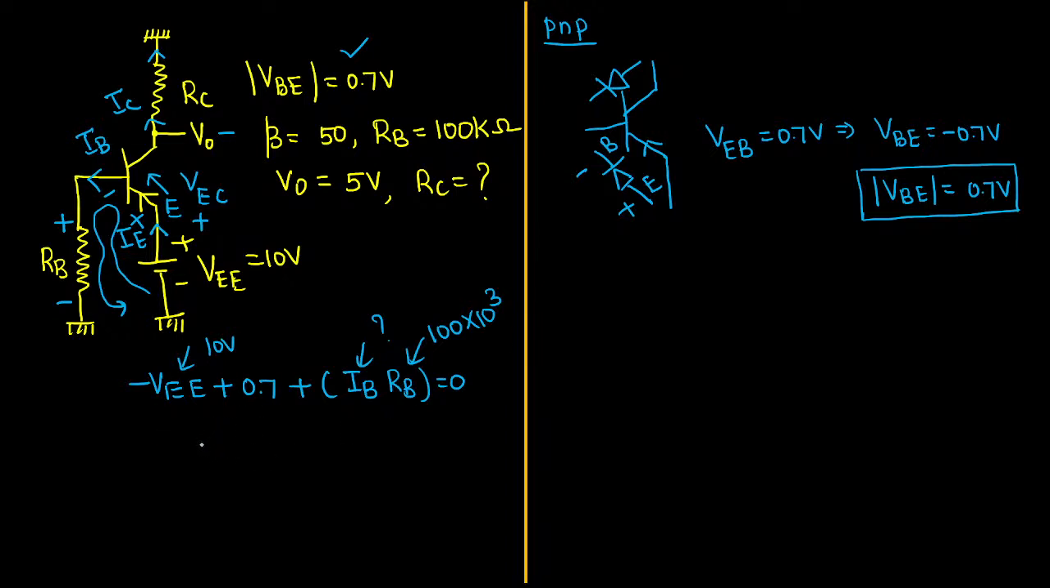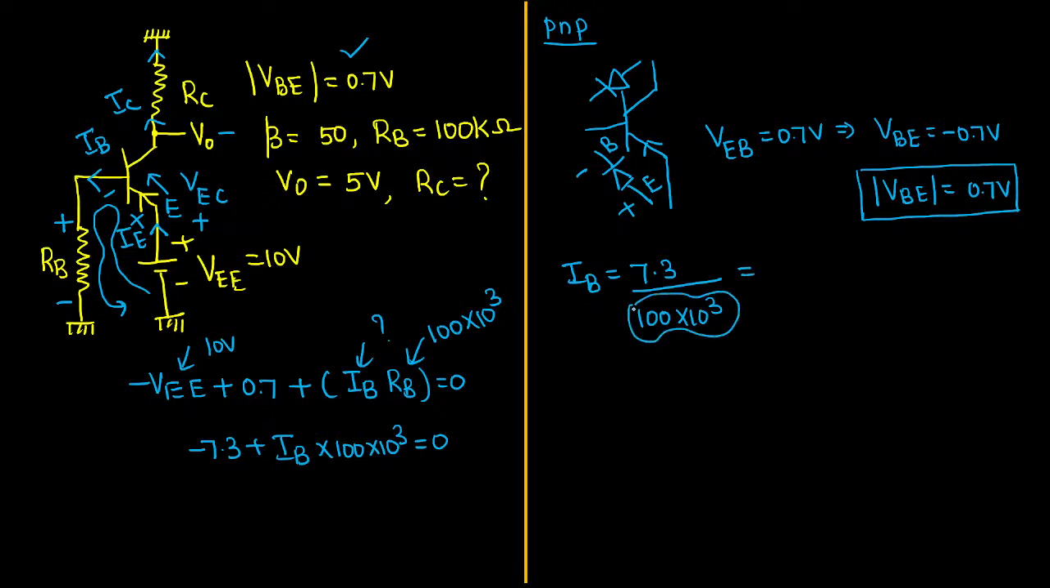Minus 10 plus 0.7 will be minus 7.3 voltage, plus base current IB into the value of RB, that is 100 kilo ohm, which is 100 into 10 power 3, equal to 0. From this, we can write the value of base current IB equal to 7.3 upon 100 into 10 power 3, which directly we can write as 10 power 5. If you pass it to the numerator, it will become 7.3 into 10 power minus 5.